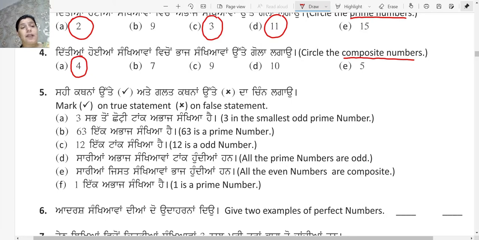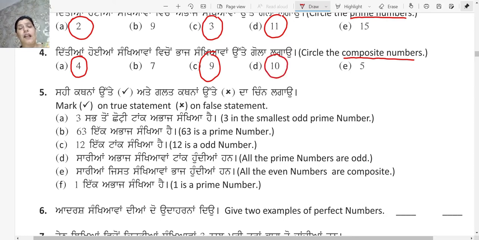7 is a prime number beta because 7 is divisible by only 1 and 7, so we will not put a circle on this. Then next 9. 9 is again a composite number because it is divisible by 3, so we will put a circle on 9. Then 10. 10 is also divisible by 2 as well as 5 as well as 1 and 10. So apart from 1 and 10, it goes in some other table too, so it is a composite number.